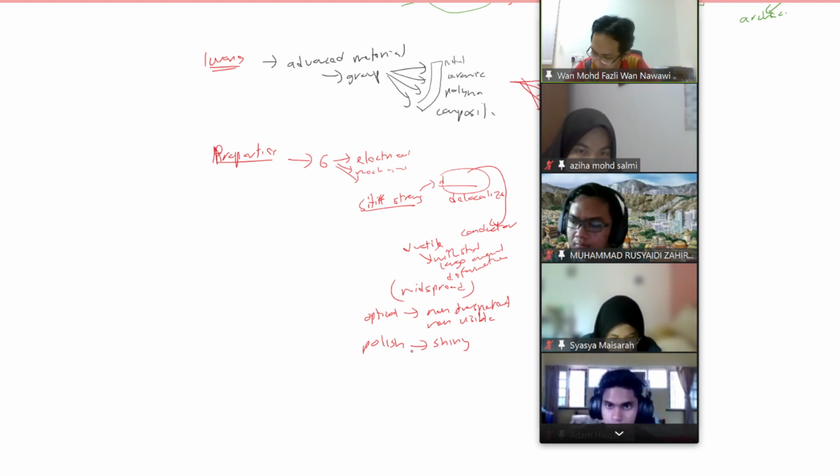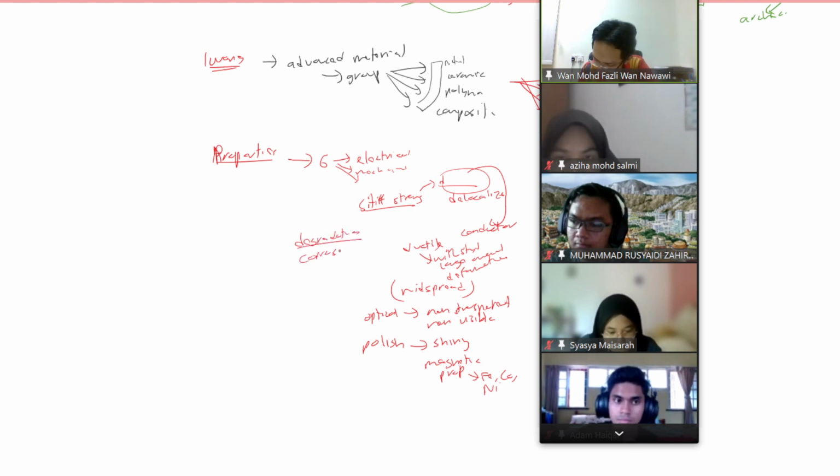And then some metals have magnetic properties, such as ferrum, cobalt, and nickel. Not all elements of metal have magnetic properties, just some of them. Then for degradation, some of them, like iron, will corrode when reacting with air, and some will not. That's all for me.